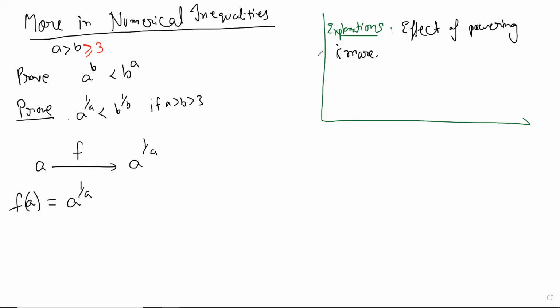How will this help? Let's see. Any ideas how this can help, if you're looking at this function? You see, it's kind of saying that as A increases, A to the power 1 by A decreases. Exactly. And if you want to say it in a simpler way, maybe you could say that these numbers are decreasing. It is a decreasing sequence.